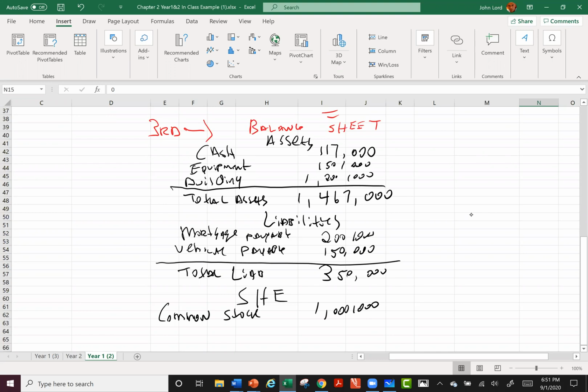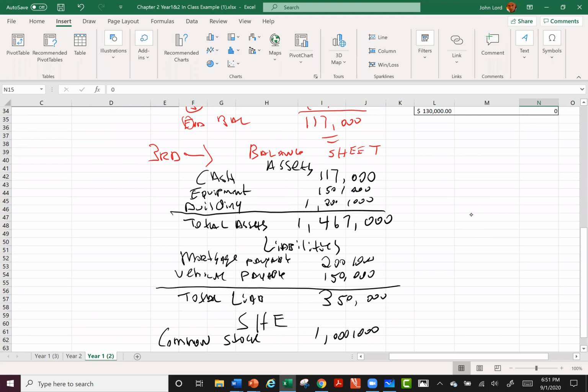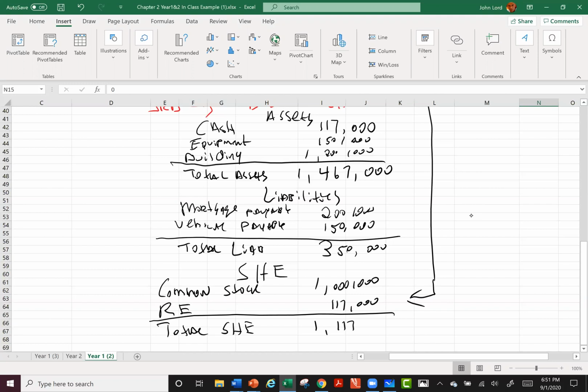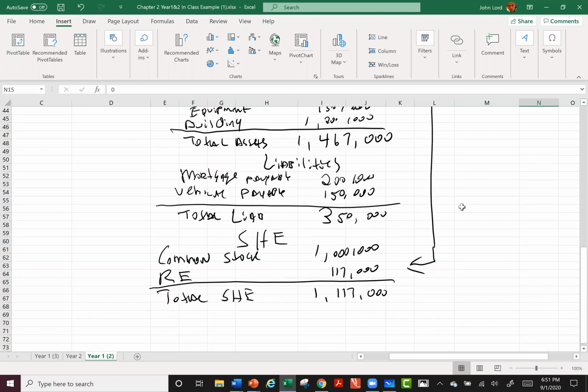And I can pull my ending balance in retained earnings down from the statement of retained earnings. I know what the ending balance is because I just calculated it up there. So I can go ahead and report retained earnings, RE, of 117? So my common stock and my retained earnings, my total stockholders' equity, add up to 1,117,000.